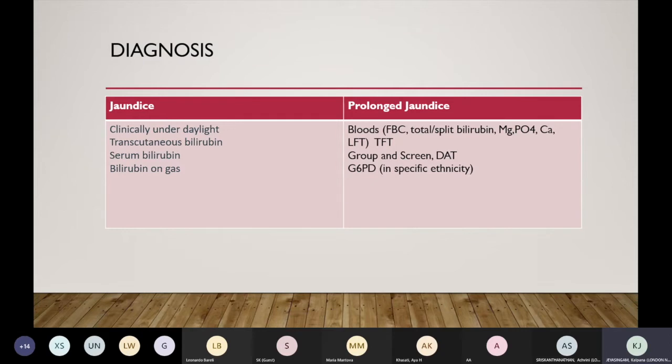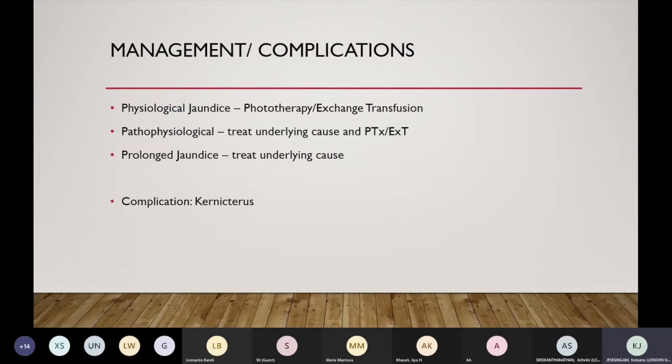So we do a full set of bloods, including looking at the total bilirubin, but also the conjugated and unconjugated bilirubin, because that gives us an idea of whether the cause is pre-hepatic, hepatic, or post-hepatic. We also check the baby's blood group and G6PD in specific ethnicities, like the Mediterranean and Afro-Caribbean population.